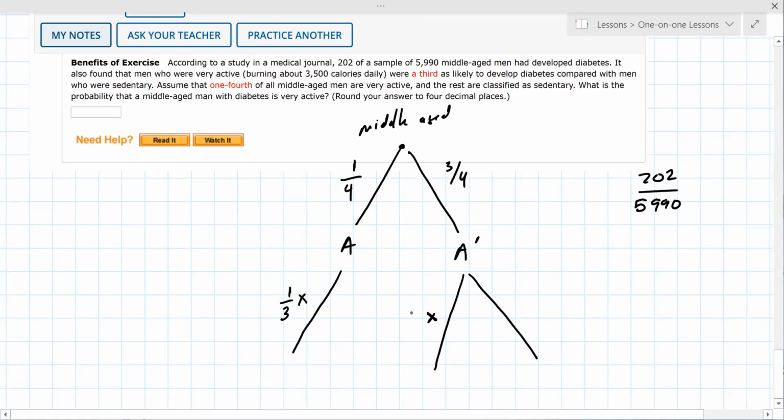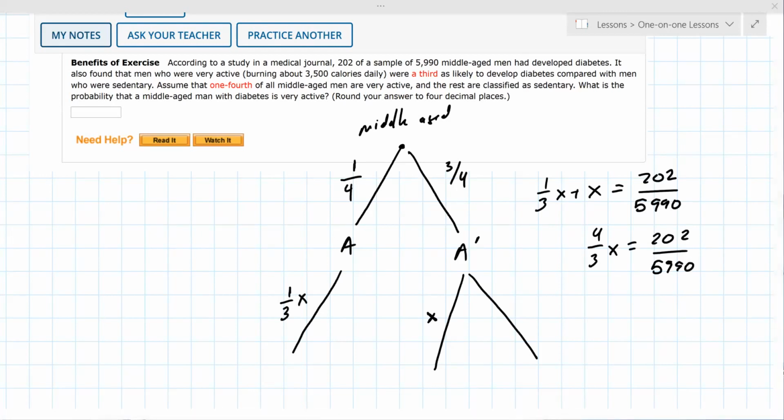Because we're trying to get some numbers that work together, these two numbers have to equal this whole number here. So we got 1/3 x plus x equals this here. So we have 4/3 x equals 202 over 5990. So let me get that. Times. Okay, so x ends up being 0.0253.